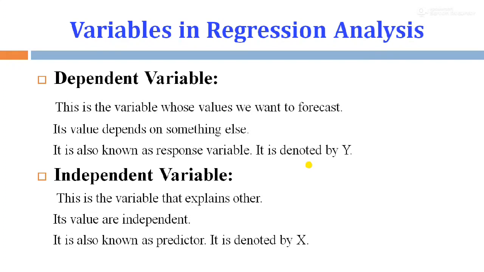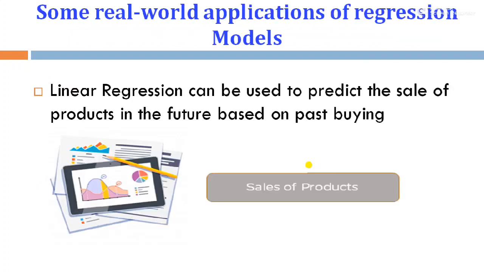Now, as I discussed, in regression analysis there are two types of variable: a dependent variable and an independent variable. So what is the dependent variable? This is the variable whose values we want to forecast. Its value depends on something else, which is why it is known as the dependent variable. It is also known as the response variable and it is denoted by y. The other one is the independent variable. This is the variable that explains the other. Its values are independent, which is why it is known as the independent variable. It is also known as the predictor and it is denoted by x.